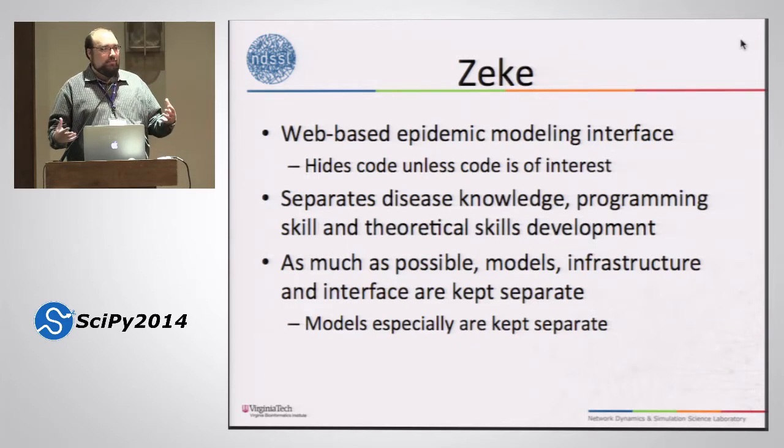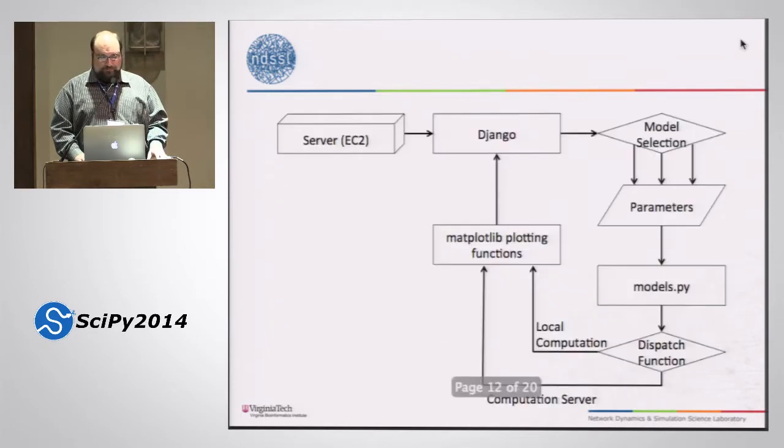And as much as possible, the models themselves, the infrastructure, and the interface are kept separate as actual code elements. So for example, the models work entirely as just standalone models. You can go into the code base for Zeke, cut and paste the model into an IPython notebook, run it, and you have a working model. And then you can use matplotlib or whatever you want to then plot it.